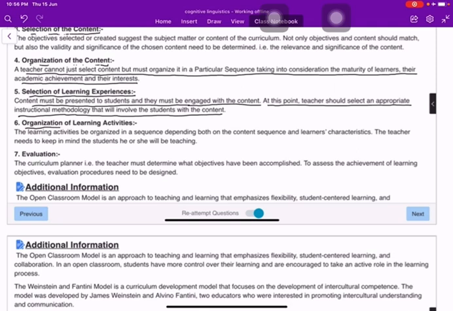The next, organization of learning activities. The learning activities must be organized in a sequence depending both on the content sequence and learners' characteristics. The teacher needs to keep in mind the students he or she will be teaching.